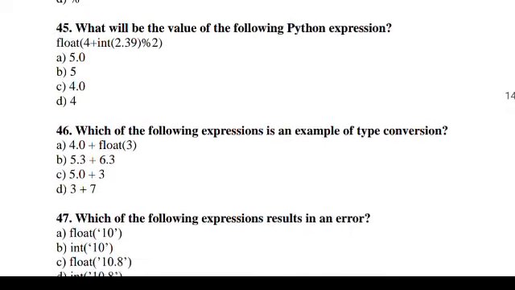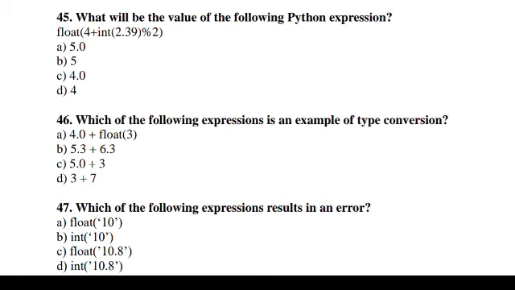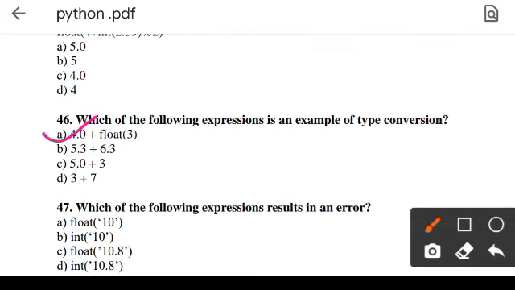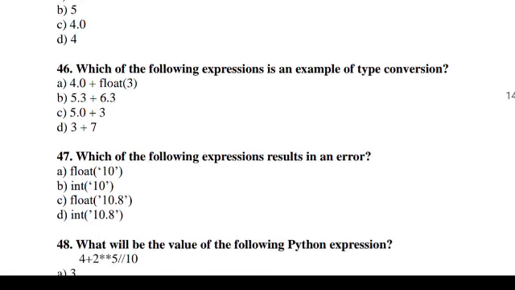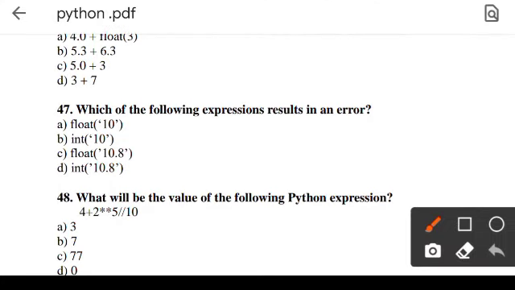Next is, which of the following expression is an example of type conversion? Right answer will be option A, 4.0 plus float 3. Next is, which of the following expression results in an error? Right answer will be option D, int 10.8.